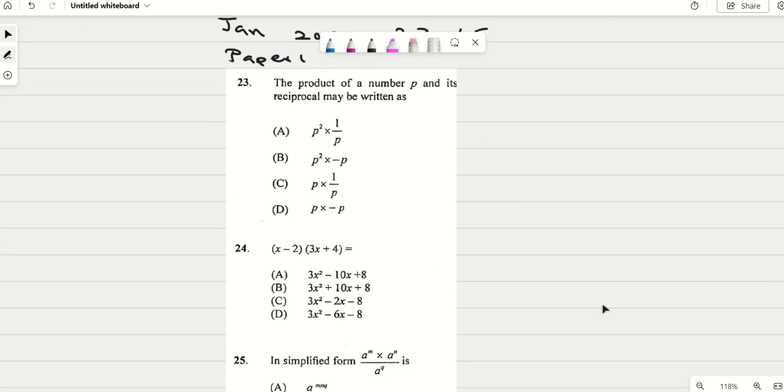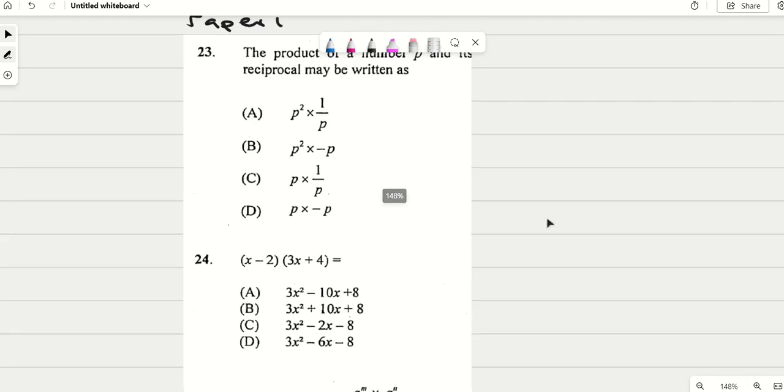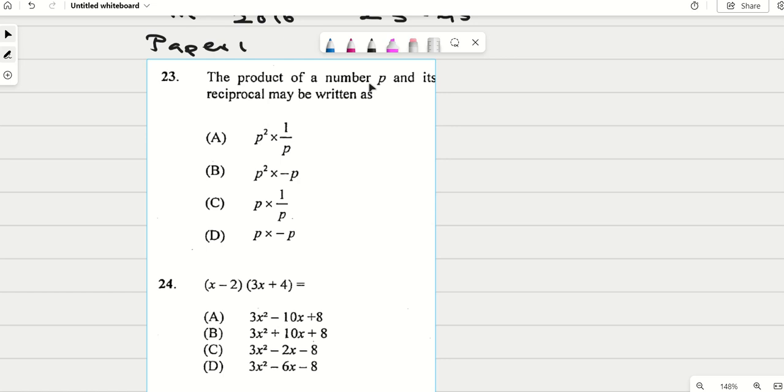Right, number 23 says, let's zoom this in so we can have some space. The product of P and its reciprocal may be written as. Now, guys, when you're multiplying by your reciprocal, you are going to get 1. Yeah, so when you multiply a number by its reciprocal, you always get 1. So if you look at these, you're going to see which one you're going to get.